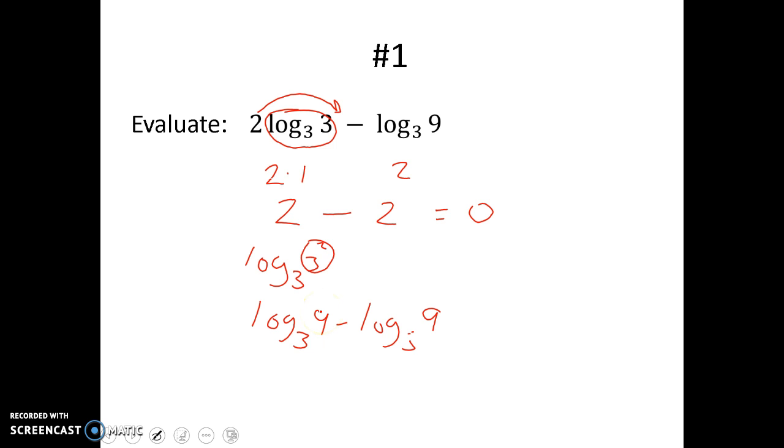But we can go through this a little bit further. Since we're subtracting here, we're going to divide the 9s. So that's the log base 3 of 9 over 9, which means 3 to what power gives you 9 over 9, which is 1. Well, we know that 3 to the 0 power gives you 1, because anything to the 0 power is 1. So there's another way that we can see that this is equal to 0.